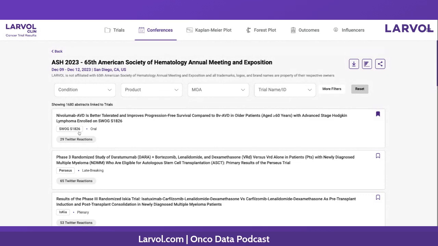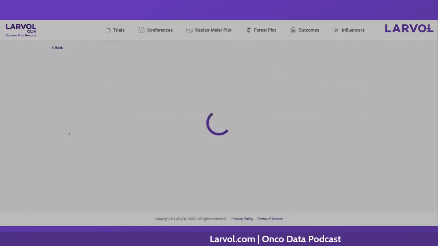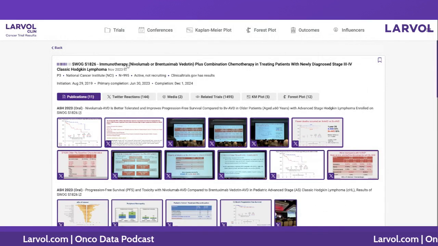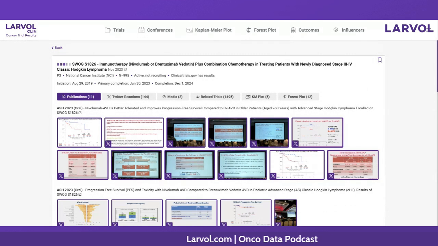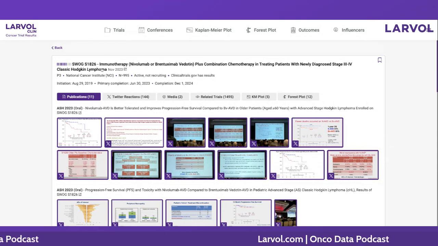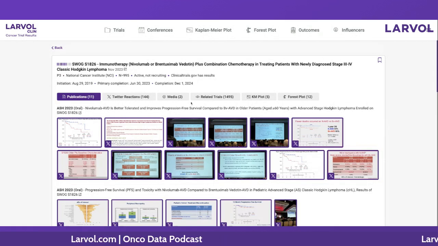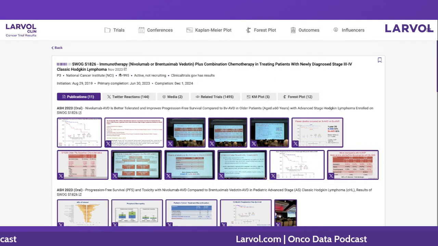So it's this SWOG 1826. If we click in here and click along here to the exact trial page, we get to this 360 page where we have all the publications, Twitter reactions, media, other related trials, and outcome data, KM curves, digitized, and forest plot hazard ratio. So it's a 360 page. You can see everything that has been published related to this trial. And we can see that it's a phase 3 trial, NCI sponsored, and it's an RCT clearly.